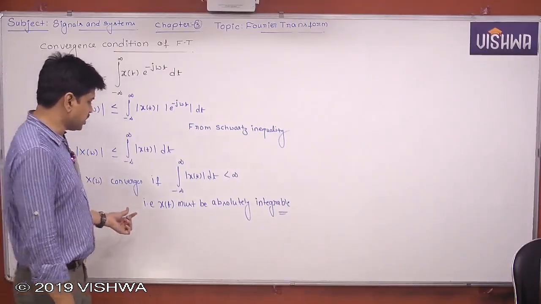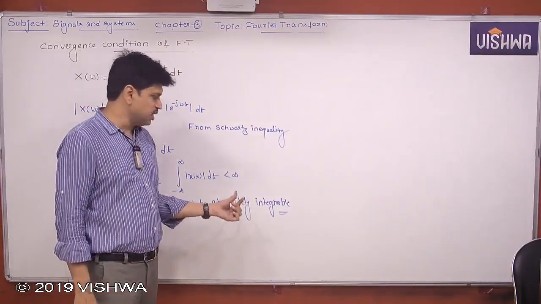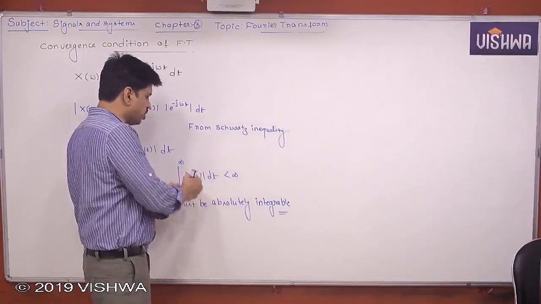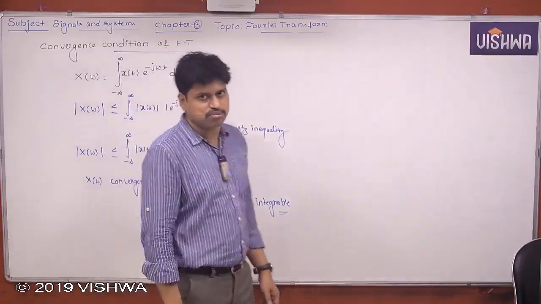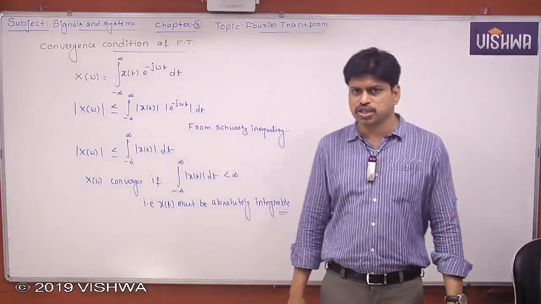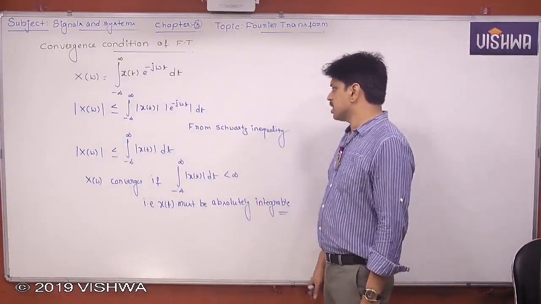What is that convergence condition? X of t must be absolutely integrable. That means the absolute value of x of t must be integrable, so the integral value should be finite. It will never go to infinity. So this is the convergence condition.